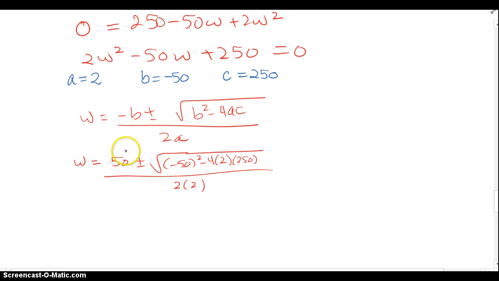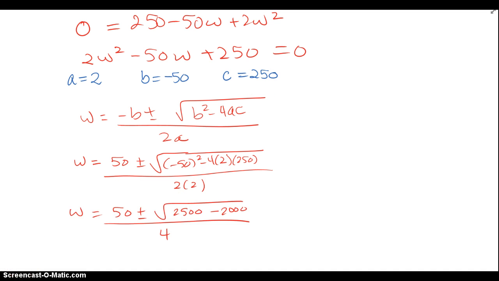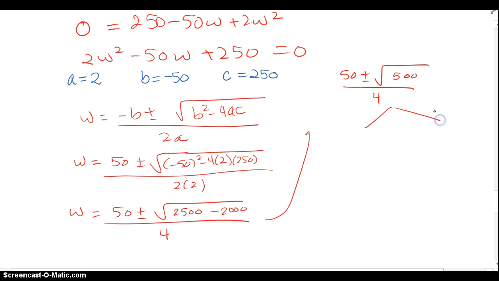Negative b will be the opposite of minus 50, which is positive 50, plus or minus the square root of negative 50 squared minus 4ac, all over 2a. We're going to simplify that further, and that gives me 50 plus or minus the square root of 2500 minus 2000, which is 500, all over 4. Then I'm going to simplify further by approximating the square root of 500.